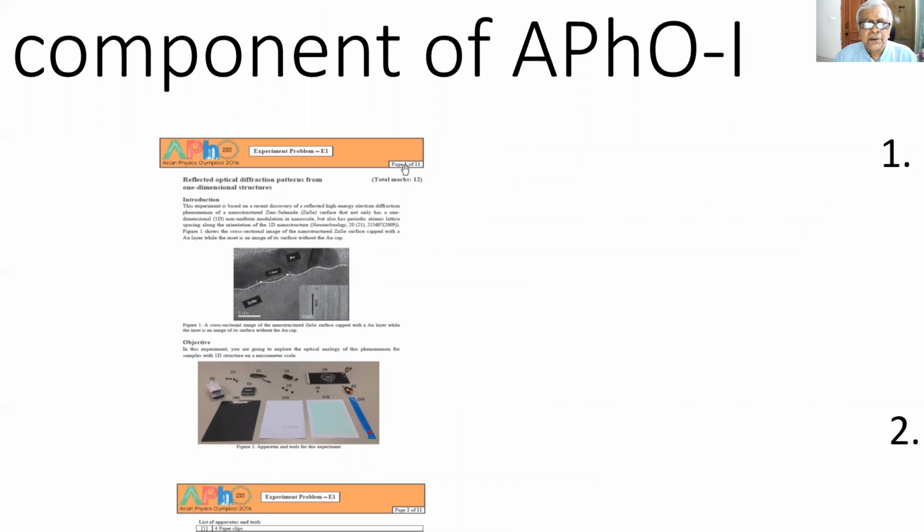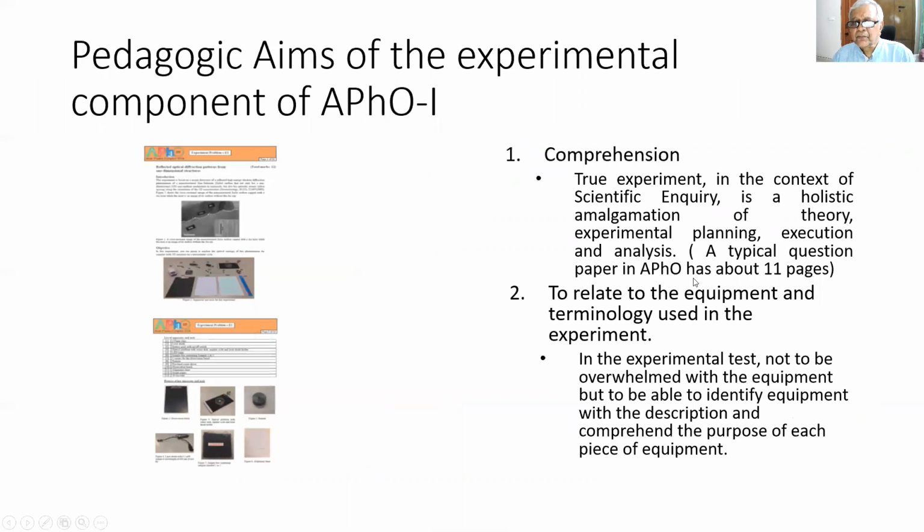You can see that the question paper itself is 11 pages long. The question paper is very detailed. It is a holistic amalgamation of theory, experimental planning, execution, and analysis. The student is supposed to go through all these 11 pages and try to understand what exactly is required from them.